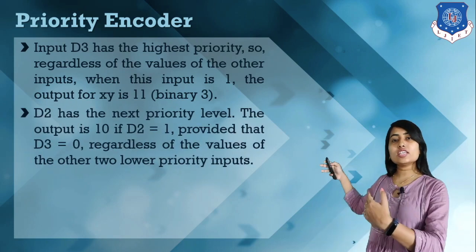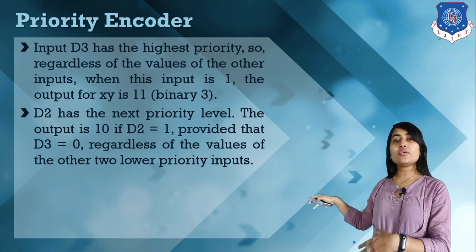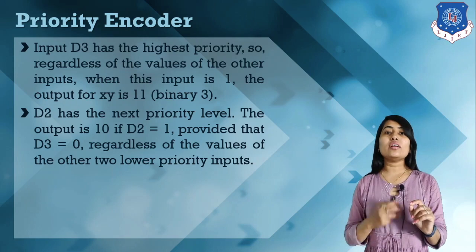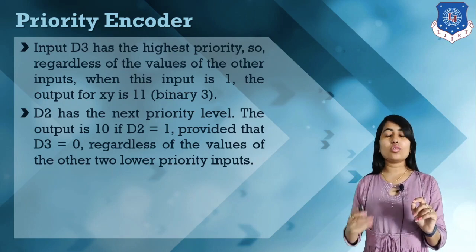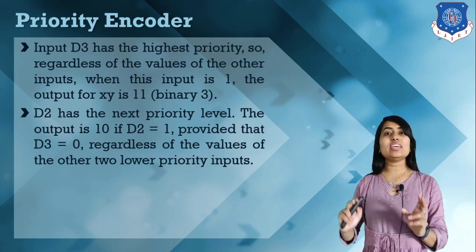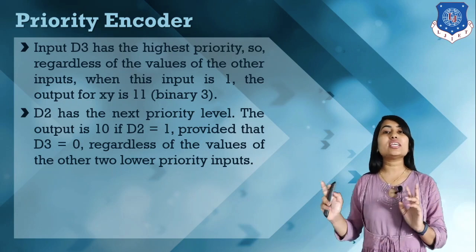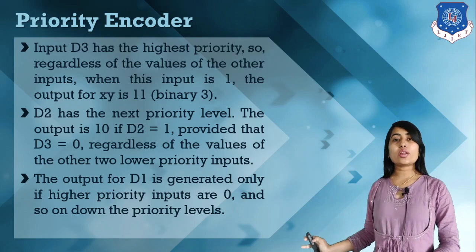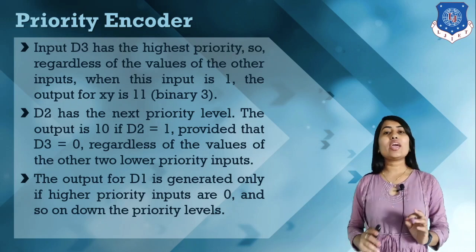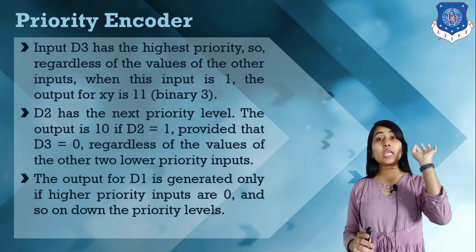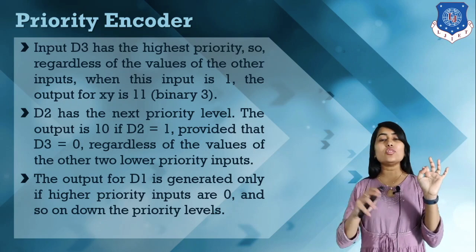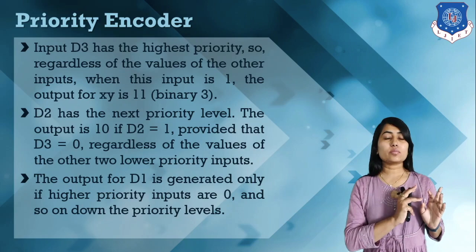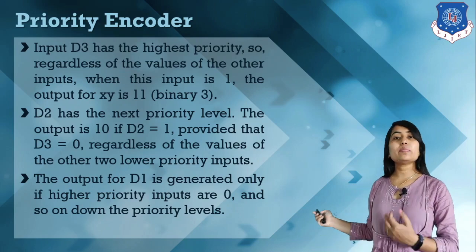First the highest priority is D3, then the next priority is D2. If D2 is equal to 1, whatever the values of D1 and D0, we have the output according to D2, that is 1 0. Then the next priority is D1 and then D0. So whenever a higher subscript number is equal to 1, whatever the values of the lower subscript numbers, we have outputs according to the higher subscript number. So this is a priority encoder.